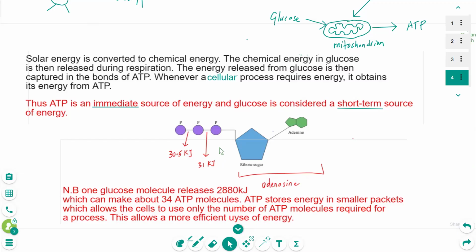Let me tell you the energy for the next one. Yes, I'd like you to copy the diagram, please.